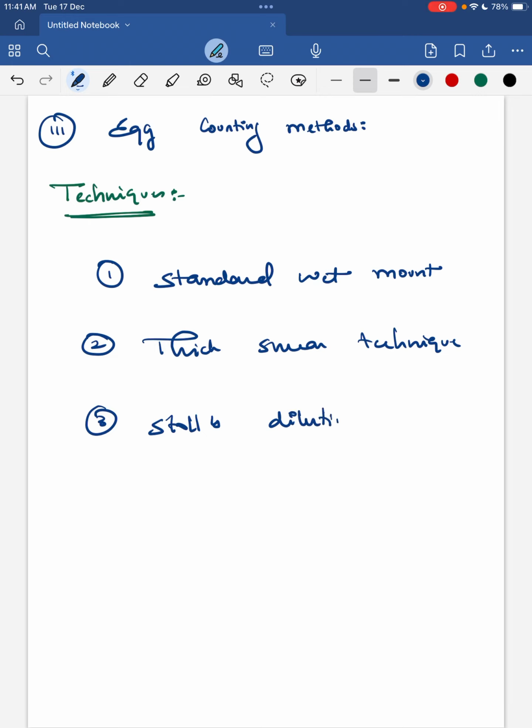Okay, so these are the main points that you have to write for the question if they ask stool examination of parasites.